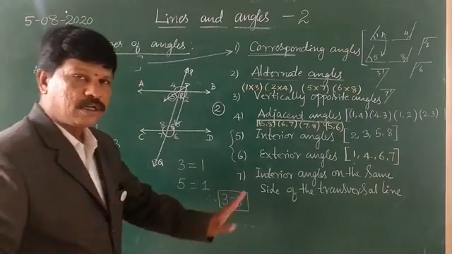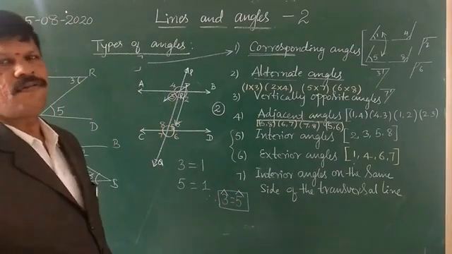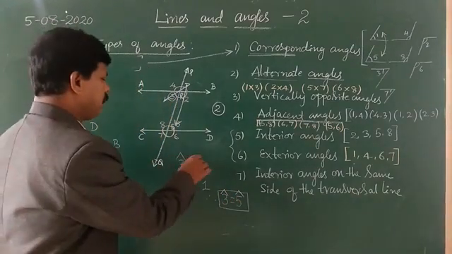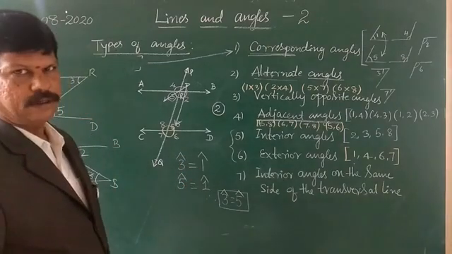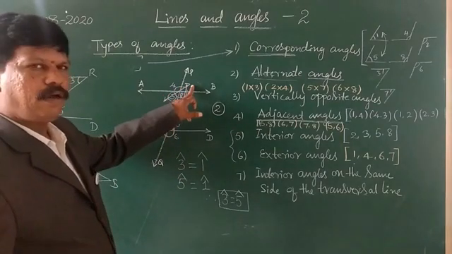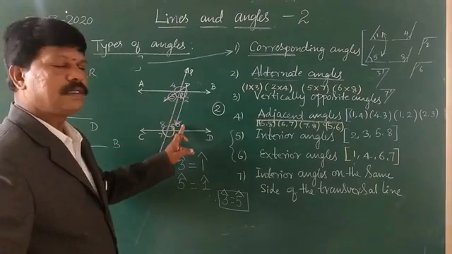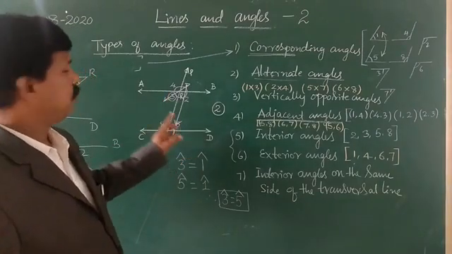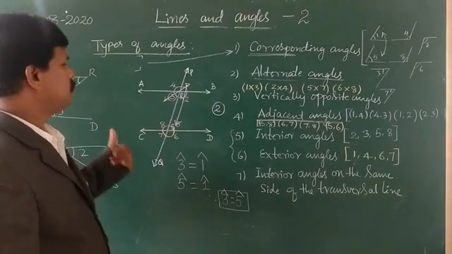See here, the numbers are not equal, but angle 3 is equal to angle 5. Angle 3 is equal to angle 1, and angle 5 is equal to angle 1. On that basis, angle 3 is equal to angle 1, angle 1 is equal to angle 5. Therefore, angle 3 is always equal to angle 5. This is called alternate angles.